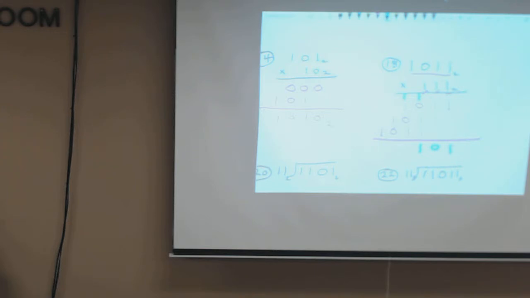What's 1 and 1 and 1? 3. So that's 1, 1 again. What's 1 and 1? 2. That's 0, carry the 1. What's 1 and 1? 2. 0 and 1. So there's the answer. 1, 0, 0, 1, 1, 0, 1 in base 2. So multiplication isn't all that complicated. Let's do some division.